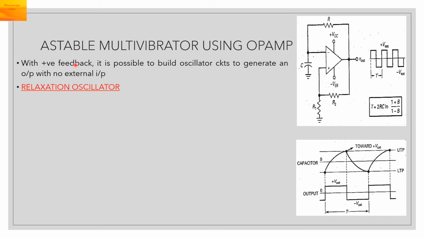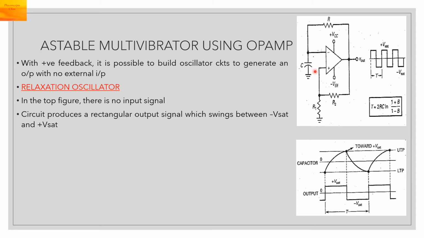So we'll see about a relaxation oscillator, ASTABLE multivibrator, or this circuit is also called as a relaxation oscillator. So in this figure, we can see that there is no external input applied. The circuit produces a rectangular output which swings between minus Vsat and plus Vsat.